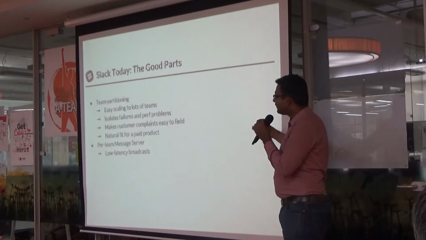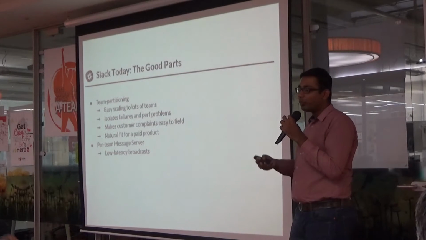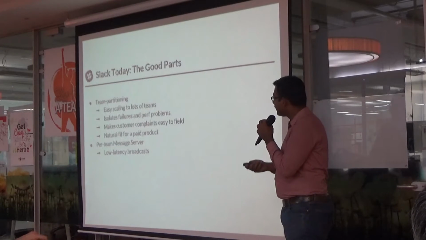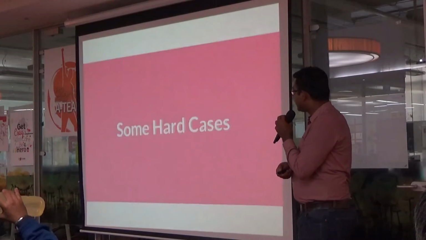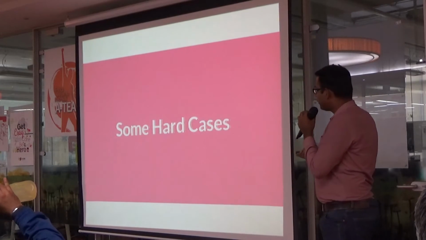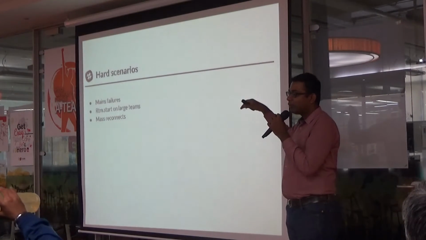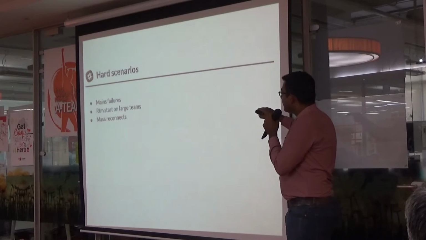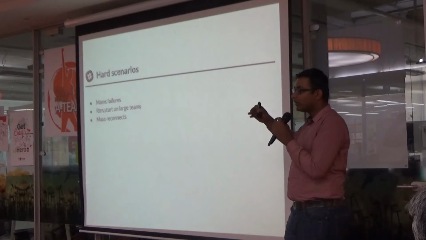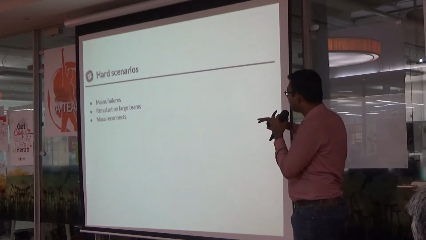Since this is a paid product, they say that this works in their favor: if you pay more, they will put you on better hardware. Similarly with the message server, they say there's low latency of broadcast. Some of the problems in their architecture that they openly accept at this point of time are mains failing. Mains is a single point of failure. And if you have a large team, obviously the first frame they send to every user would be really large, because that has to get all the information.